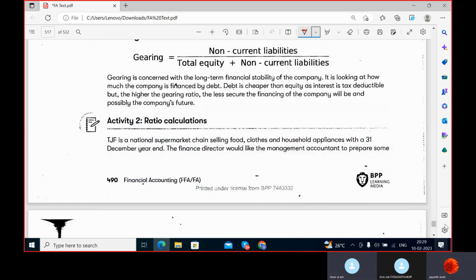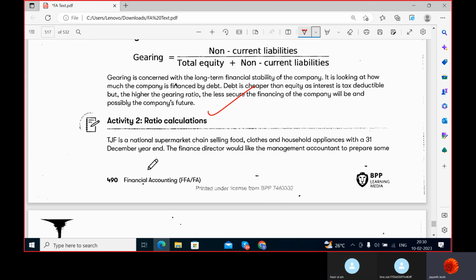So, ratio calculations. TJF is a national supermarket chain selling food, clothes, and household appliances with a 31 December year end. That means this is a supermarket chain. They sell food, clothes, and household appliances, and the year ends on 31st December.